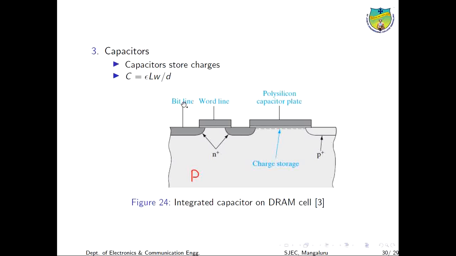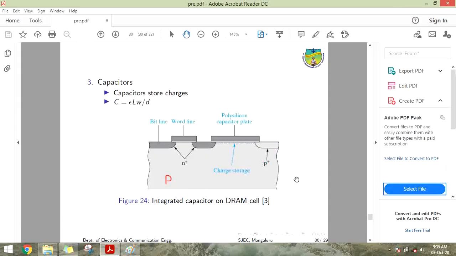Here the bit line and the word line refer to the row and column organization of the memory. Since this is a one transistor DRAM cell, the base layer is P and the diffusion layer is N plus. The capacitance C is given as epsilon L W by D. Epsilon is the constant which will be given, L is the length, W is the width of the channel and D is the thickness of the dielectric material.